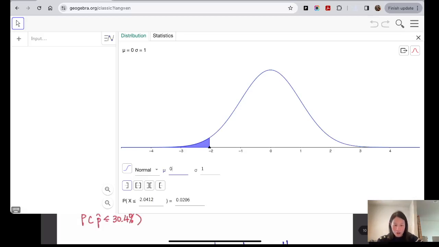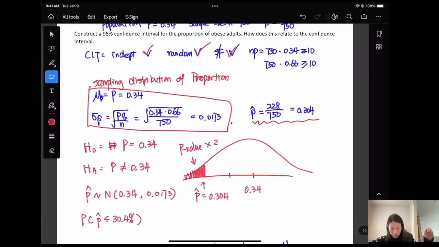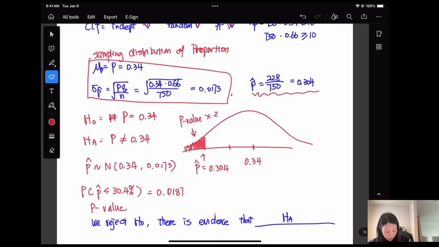All right. So we have 0.134, and then this is 0.0173, and then x is less than. Okay, so what we got is 0.0187. So this is 0.0187, and our p-value should be 0.0187 times 2, which is 0.0374. In this case, our p-value is less than alpha, which is the 5% significance level.